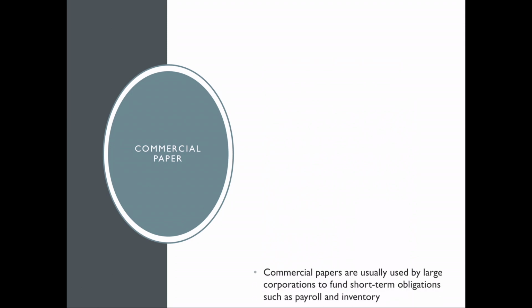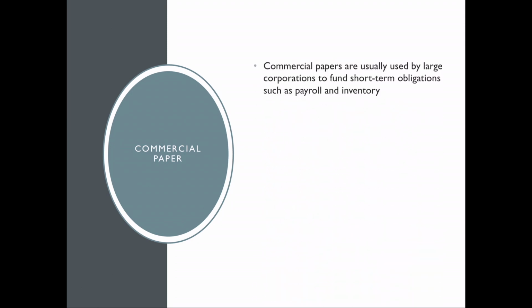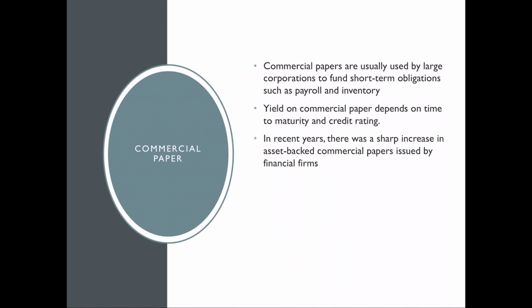So commercial paper continued. Commercial paper is usually used by large corporations to fund short-term obligations such as payroll and inventory. The yield on commercial paper depends on the time to maturity, so how long until maturity, and the credit rating of the corporation issuing the commercial paper. And as I was getting into earlier, in recent years there was a sharp increase in asset-backed commercial paper issued by financial firms, where the assets were financed by commercial paper, and these assets often serve as the collateral.